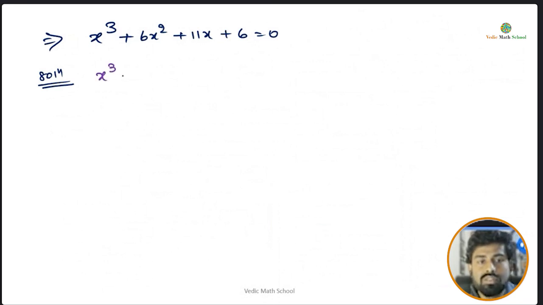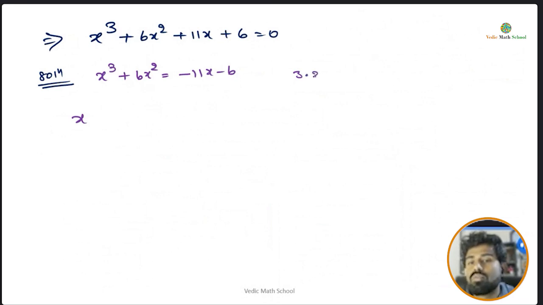First I'm writing x cube plus 6x square equal to minus 11x minus 6. This x cube plus 6x square we need. If it is plus, so we need a plus value. So I'm writing this x, and this is 6. So how are we going to get the 6? We have already 3. So how are we going to get the 6? Obviously plus 2. So 3 times 2 is 6, that we are getting.